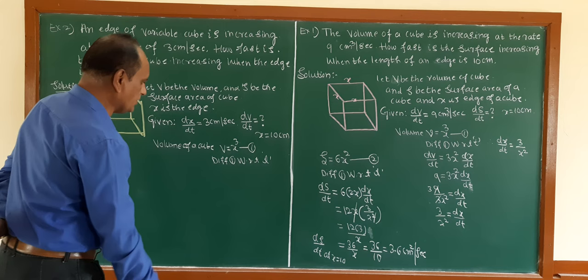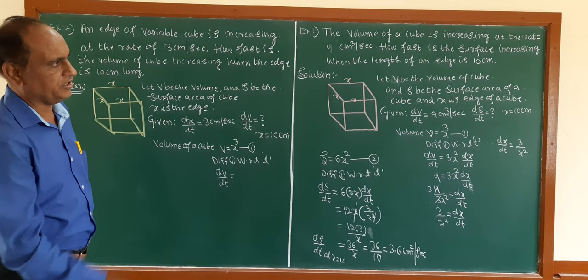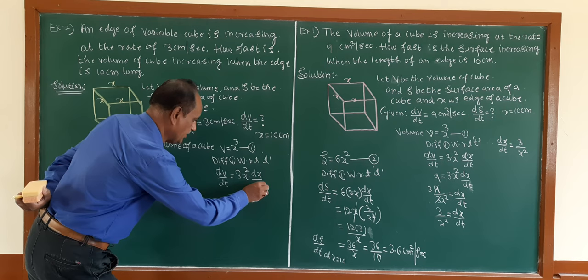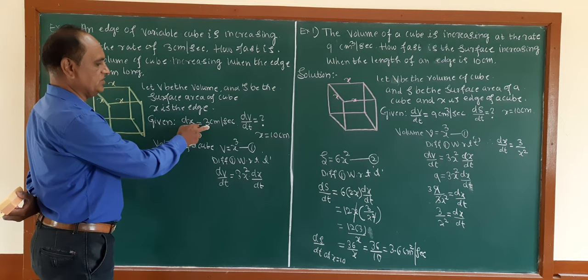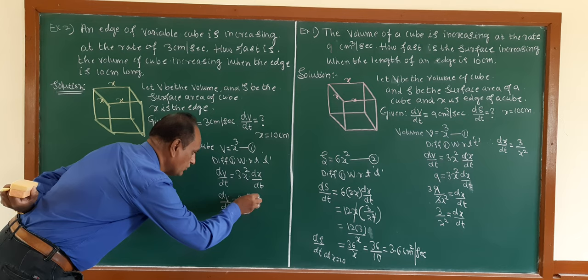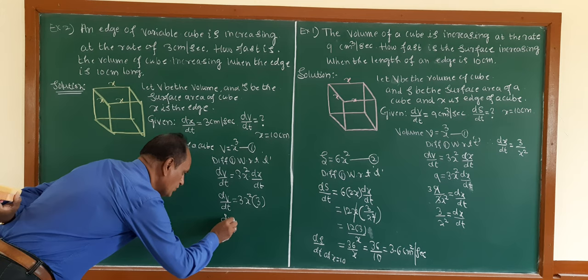So dV by dt is equal to the derivative of x raised to 3, which is 3x square into dx by dt. Further simplifying, dx by dt is 3. So dV by dt is equal to 3 x square into dx by dt, which is 3 cm. Simplifying again, dV by dt is equal to 3 into 3, which is 9, x square.